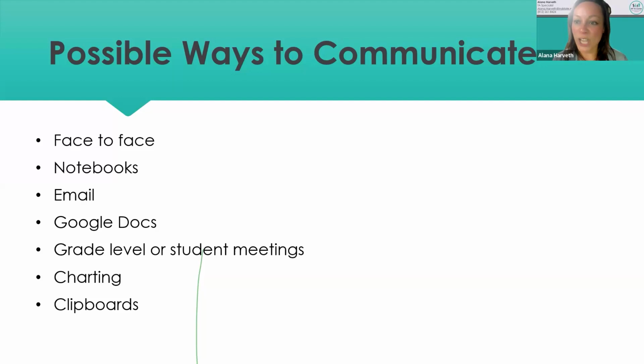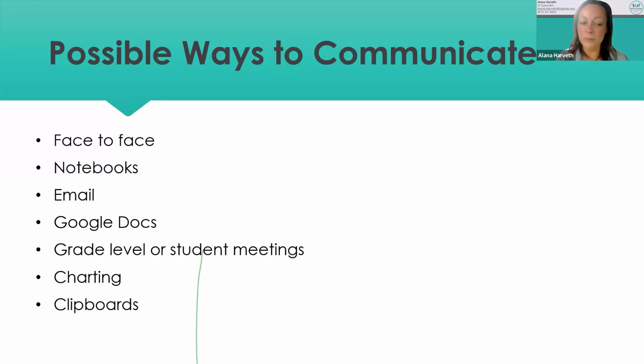Okay, so then you have Google Docs, or I would email my paras so we could be on the same page. One of my paras had a one-on-one student that she had to have a notebook for to tell, like, what happened throughout the day. And so then I had to initial it so I would know what was going on through the day. That's another way to communicate. Some paras get to go to the grade level meetings or student meetings, and some do not.